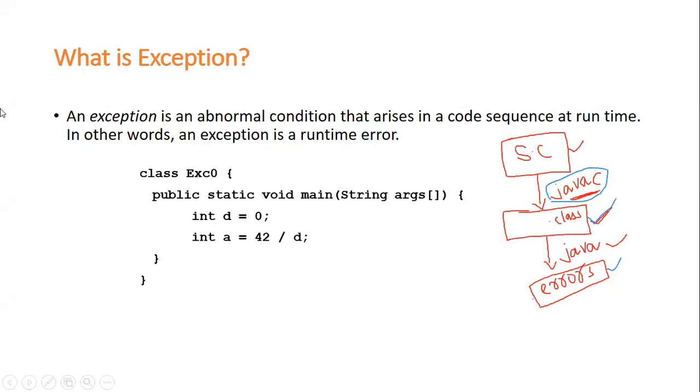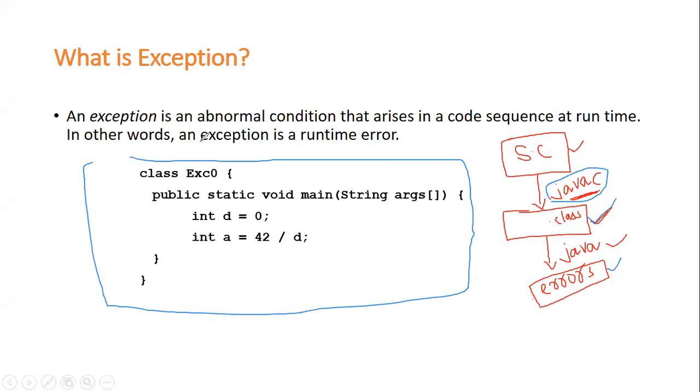So now what we should do, this is the source code. This is my source code. Now, what do I have to do with the source code? I need to compile it. How to compile? In order to compile, I need to use a tool called Javac followed by the file name.